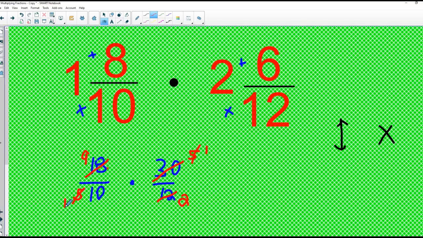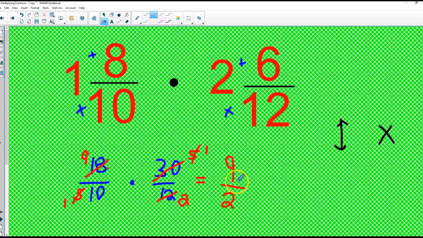So I think we've checked up and down, and I think we've checked our diagonals. So there's nothing left to do but multiply straight across. So 9 times 1 is 9, and 2 times 1 is 2. So we have right now 9 over 2.